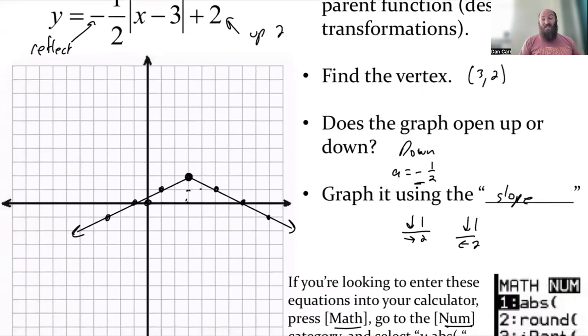Okay. But that's it for today. So again, we looked at what effects we can make on our parent function for an absolute value. We get this V shape because of the symmetry with how absolute value is defined, but we can move it around and we can see all these different things when we go through that.